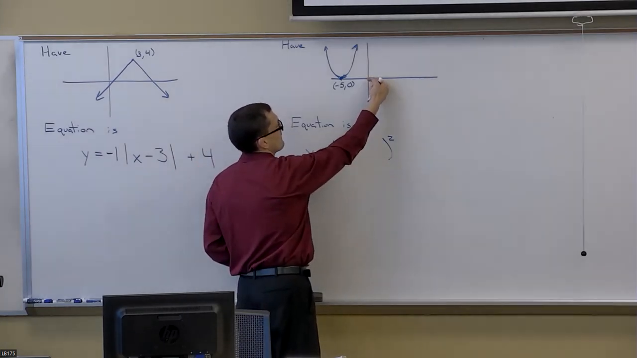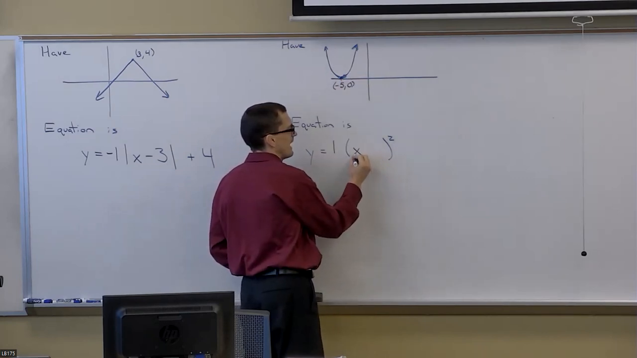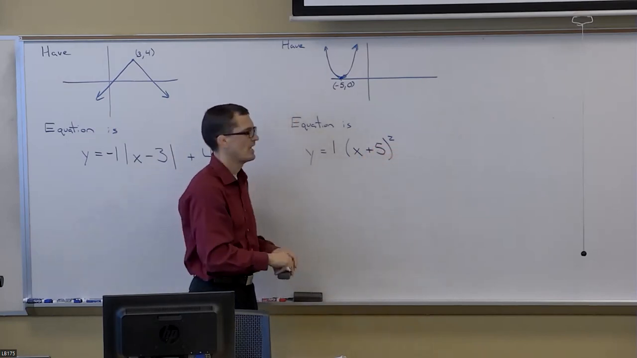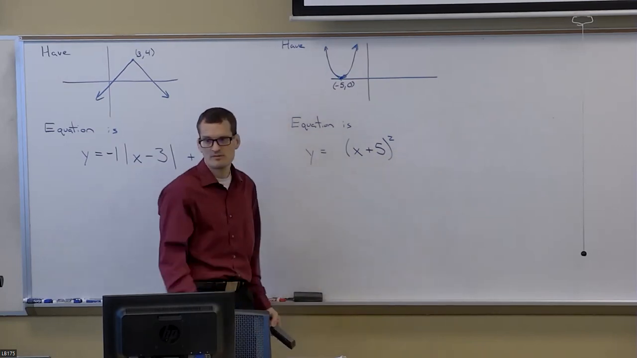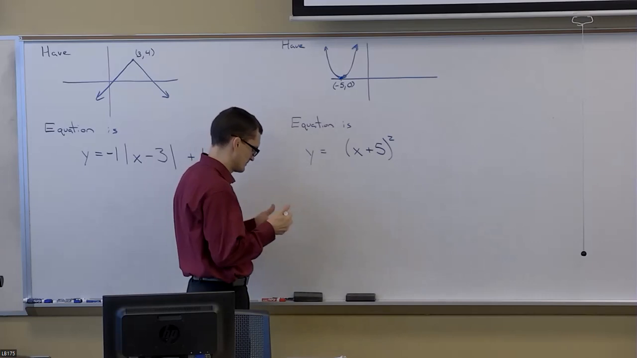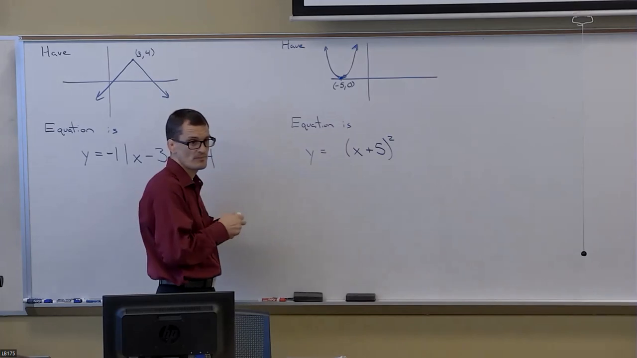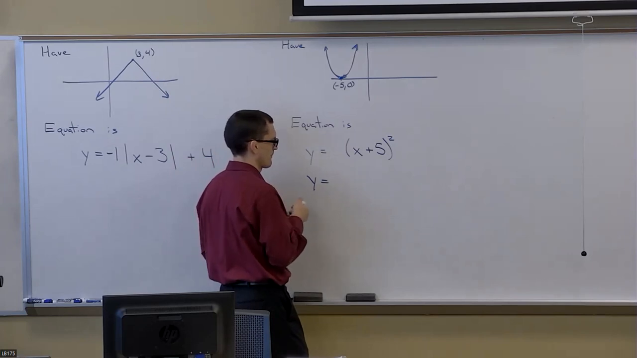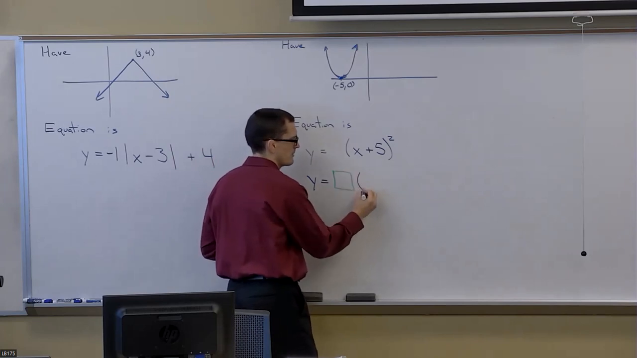We moved the whole thing to the left 5 units. So this should be x plus 5. And should I have any vertical shift? No. Now, just so that you know, I'm trying to make a point about how Moodle is going to look. Moodle is going to look like this. It's going to say y equals, there'll be a box for a numerical value.